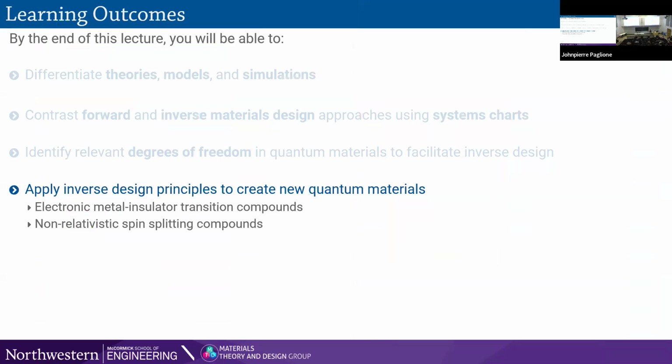Okay, so we got through the first part. This is the background. Hopefully you now know the difference between theories, models, and simulations, if you didn't already. I tried to contrast forward and inverse design for you, so you should be able to do that. And then I've outlined the different degrees of freedom that we're going to study in these systems. So now I want to apply it to these two examples.